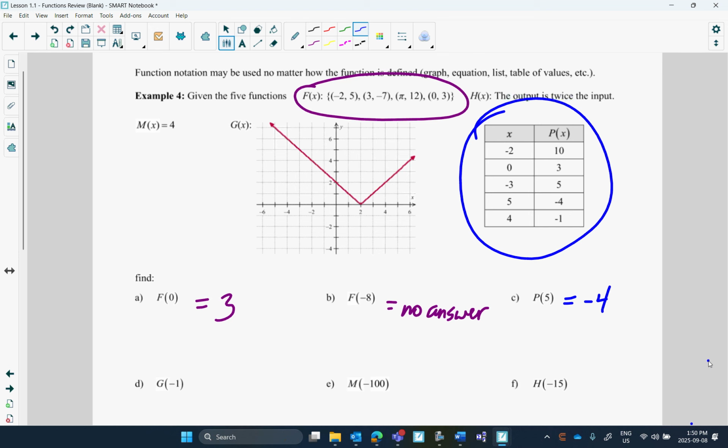G of negative 1. Well, you got to go to the graph and find the point on the graph, on the V-shaped, where x is negative 1. Well, here's negative 1, so I'm just going to go up to the graph right here. This is where x is negative 1. What's the y? That's the answer.